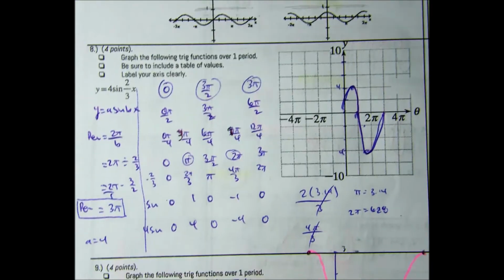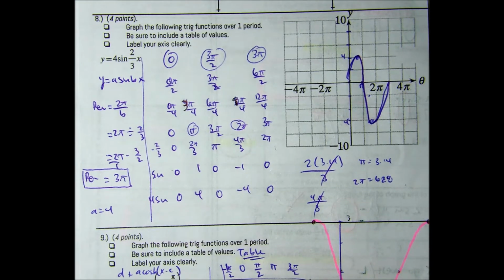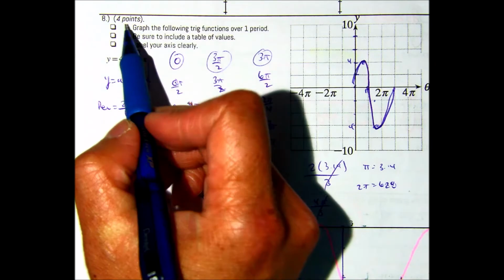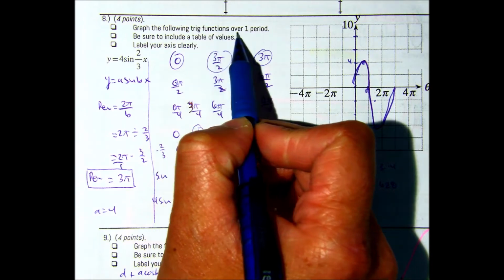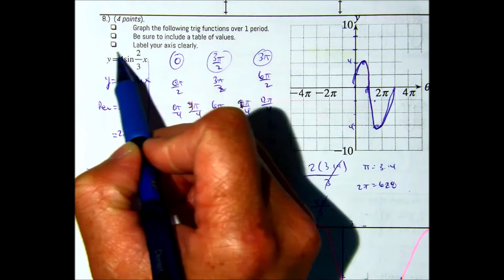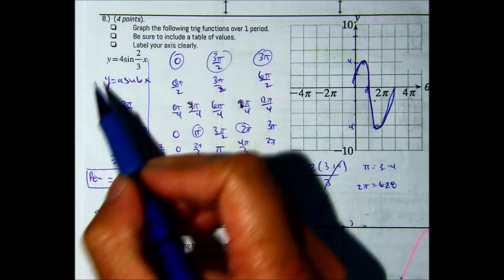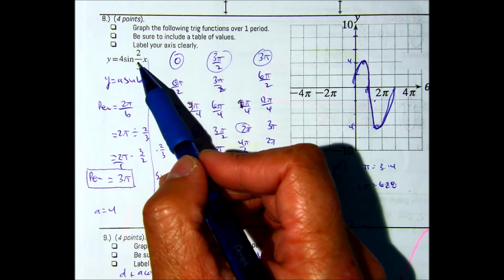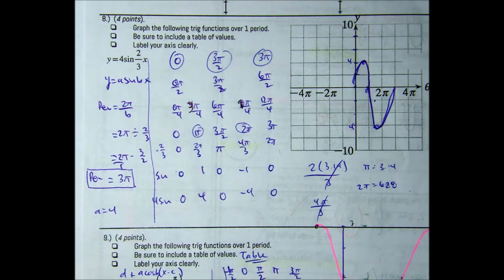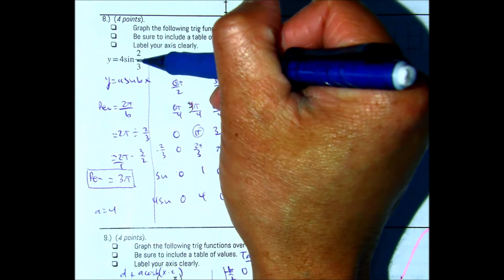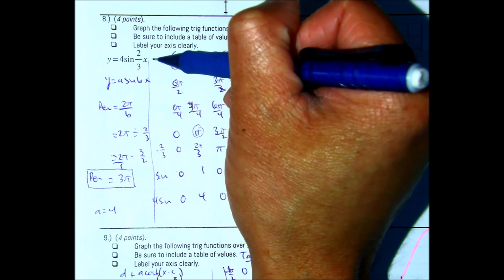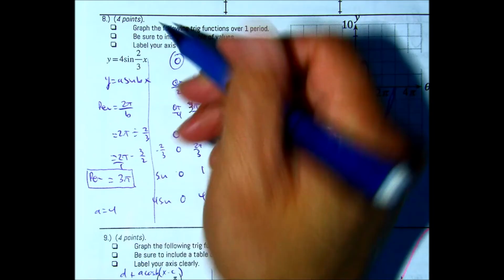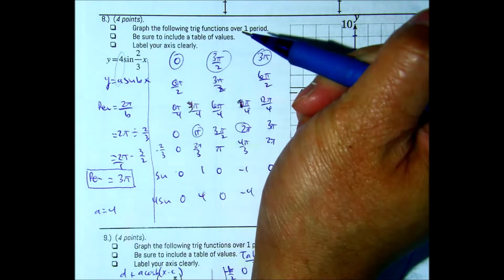Question number 8. This told me if you understood how to graph trig functions or not. For number 8, it says graph the following trig function over one period. Be sure to include a table of values and label your axes clearly. Y equals 4 sine 2/3 x. I randomly just picked this equation from your packet. Recognize I have no parentheses, so there's no c value. There's no plus or minus, so there is no d value. Write your letters above it, so you have an amplitude of 4 and a b value of 2/3.